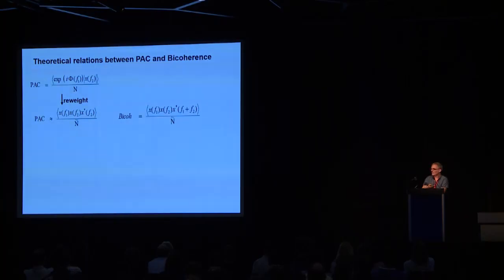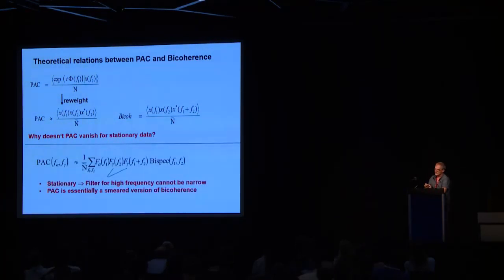That's for spontaneous data. Spontaneous data are stationary. And for non-stationary effects, you must have a particular relation between the frequencies. You have F1, F2, and the sum. But for PAC, you don't have that. You just have two frequencies. So why is it then not zero? That's the question. Why doesn't PAC vanish for stationary data? One can go through the math.